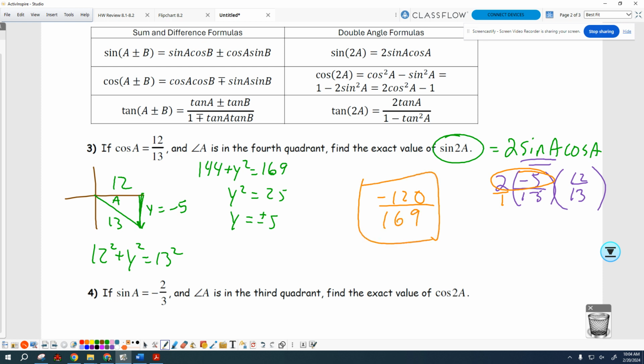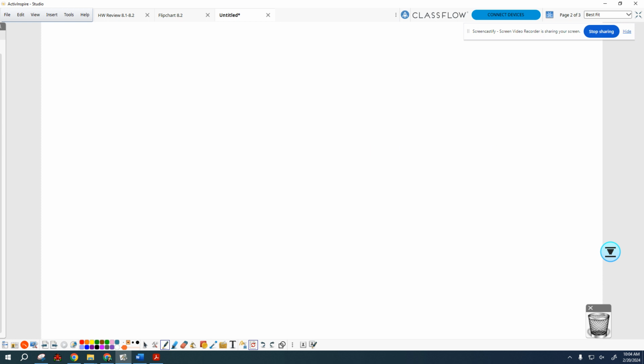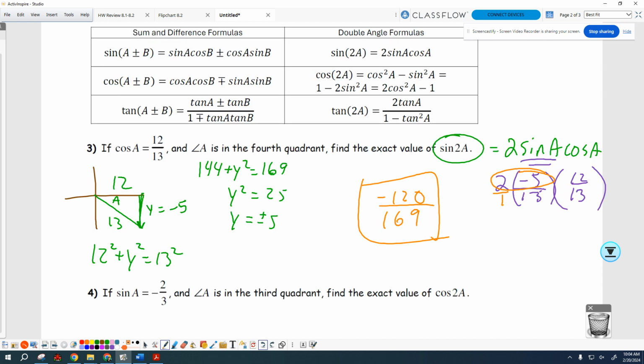Tycho, you asked, so when you get that, are you done? Well, no, now they want you to plug stuff in. All right? Okay, do number 4. We're not done with number 3, are we? That's it, that's the answer. That is the exact value of sine 2a. You can leave it like this. We don't have to simplify it. -120 over 169 is simplified. I don't want a decimal. Right. Monica, you getting it?